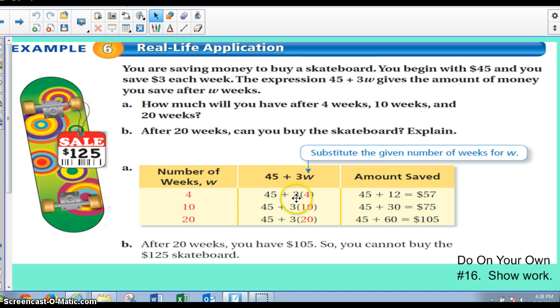You add the $3 times 4 weeks. Amount saved, you write it out. Start again, 10 weeks. $45 plus $3 times 10 weeks. Here you are again. 20 weeks. 45 plus 3 times 20 is 105. So the question is, after 20 weeks, do you have enough money? No, you do not have enough money because the skateboard is $125. But when you're asked to list these out, a chart is always the easiest way to go with this. All right, please do number 16 on your own, and I'll see you in class tomorrow.